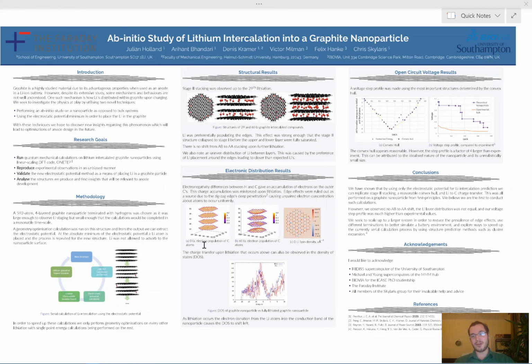I'm with the Skylaris Group at the University of Southampton, and my research is focused on the ab initio study of lithium intercalation into graphite nanoparticles. We use two novel methods in order to study this material. We seek to perform ab initio calculations on a nanoparticle, which we believe we are the first to do, and we also decide where to place the lithium using the electrostatic potential minimum.